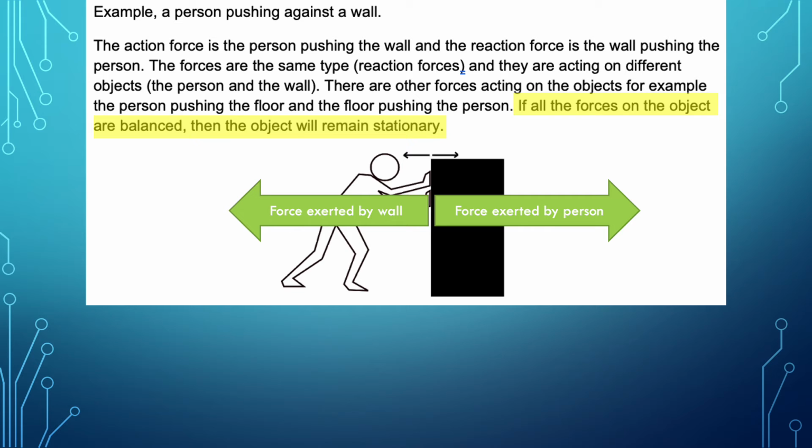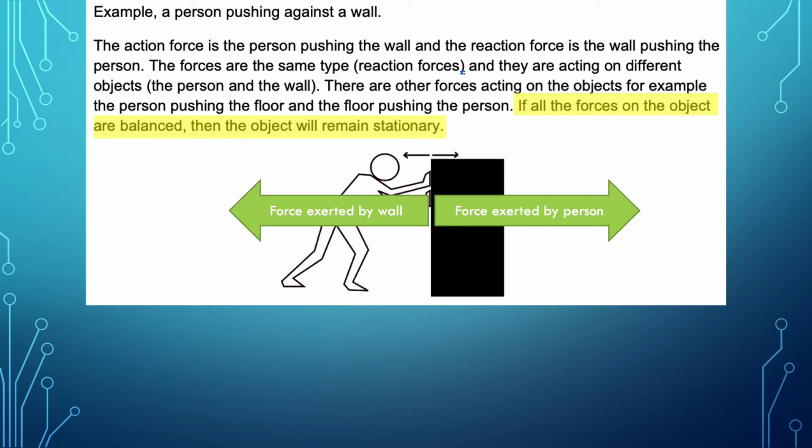I know the arrows on top there, but I want to make sure that you guys understand where these forces are coming from. So the force towards the right is the force exerted by the person, and that's where you want to start. And then the wall will exert a reaction force backwards, so in the opposite direction, but it is also of equal force.